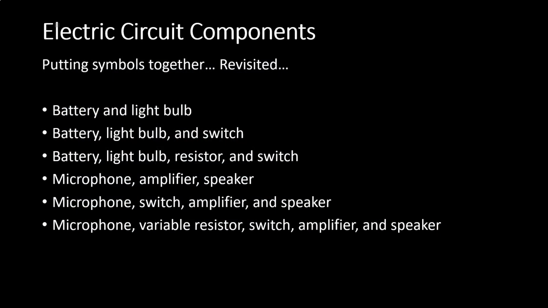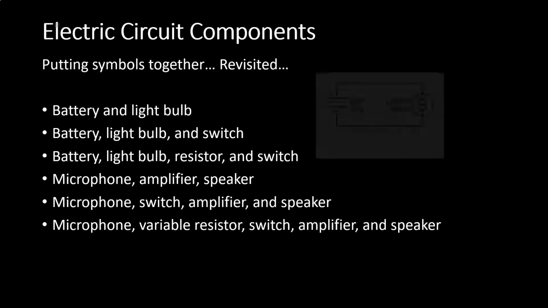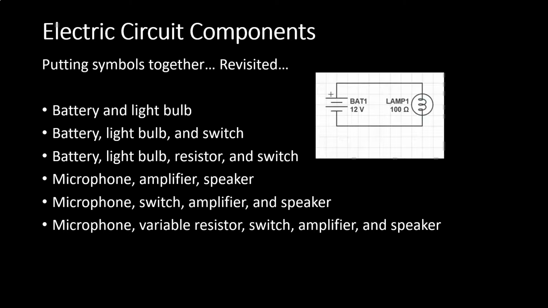The next thing we're going to look at is a review of some of the electronic circuit components that we saw in a previous video, and we're going to see how they get put together and how they're drawn on paper to make complete circuits. So in the first circuit we're going to look at, it's simply a battery and a light bulb hooked up together.